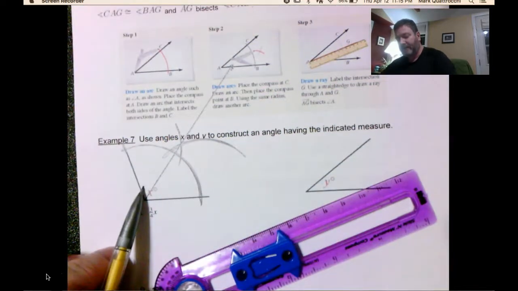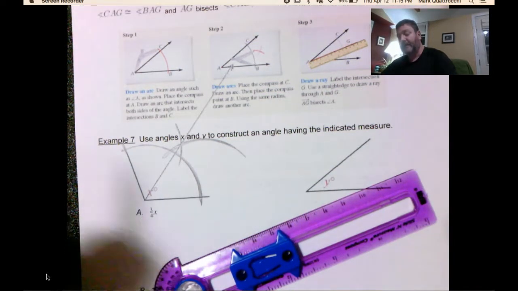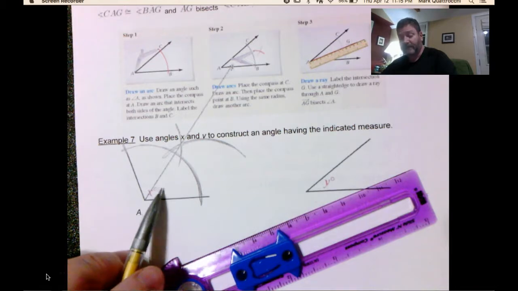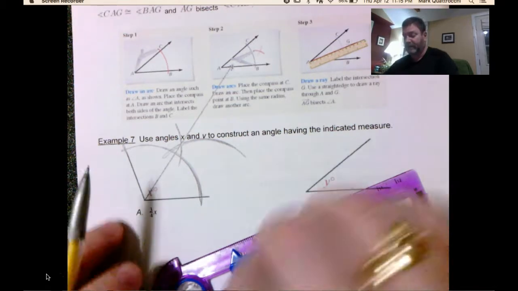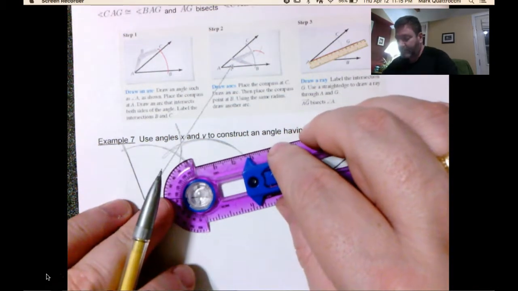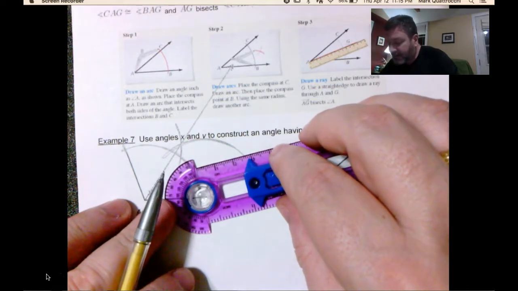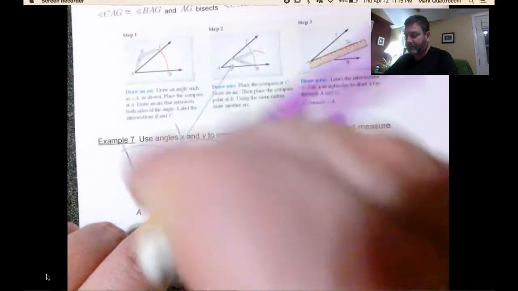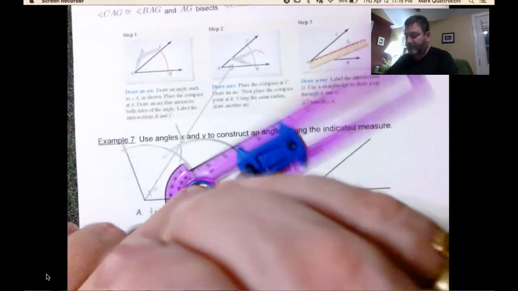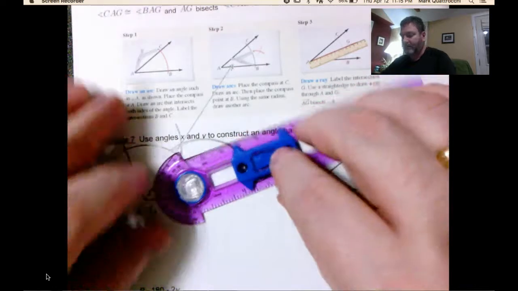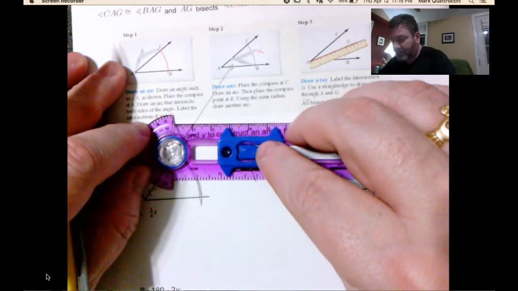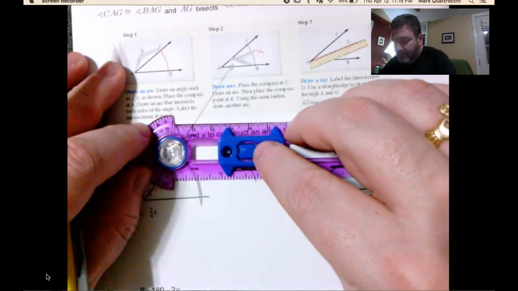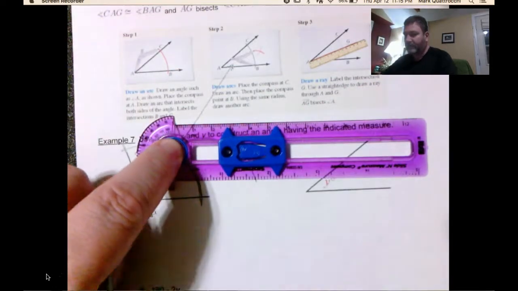So this is now half of x, this is now half of x. I now have to bisect either this one or this one. I'm going to bisect this one down here. So again, I need to cut this angle in half. Continue that arc. Come over here. Use the same radius.